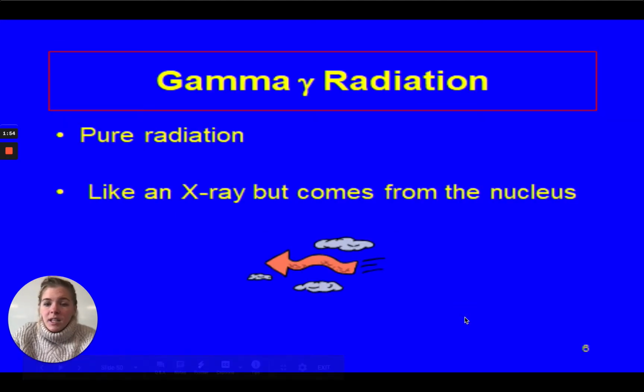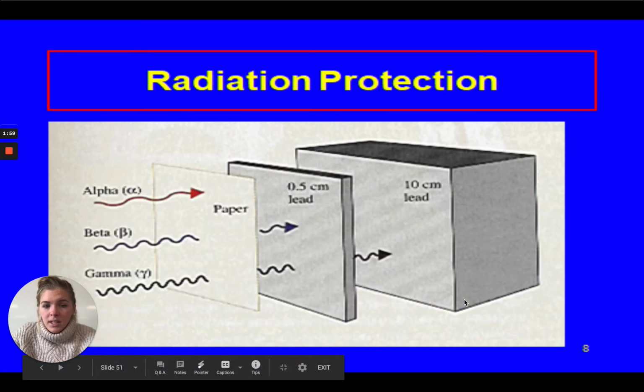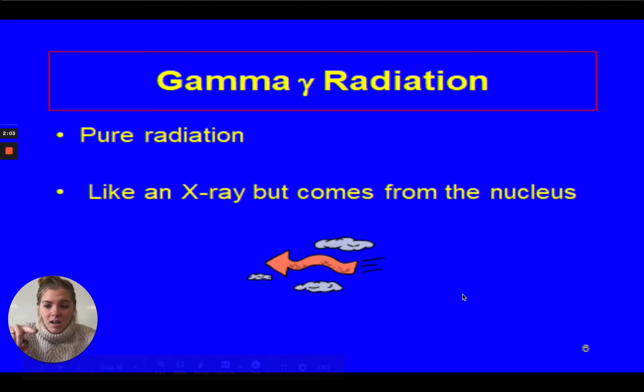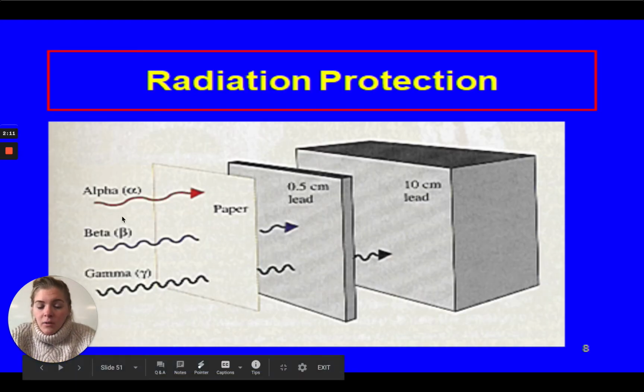And then gamma radiation is just pure radiation that comes directly from the nucleus. It's written as gamma, and it has both a 0 charge and 0 mass. So in terms of strength, alpha particles are the weakest, beta particles are in the middle, and gamma radiation is very strong radiation.